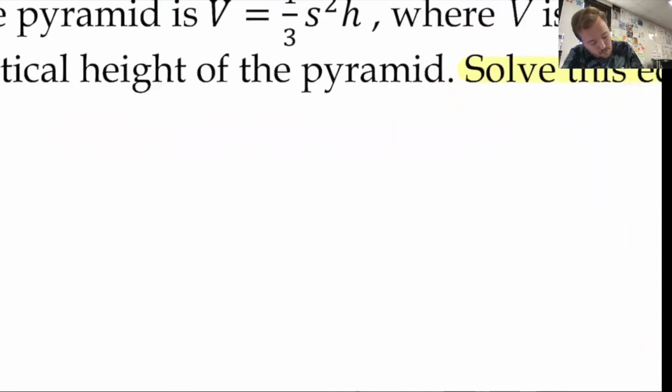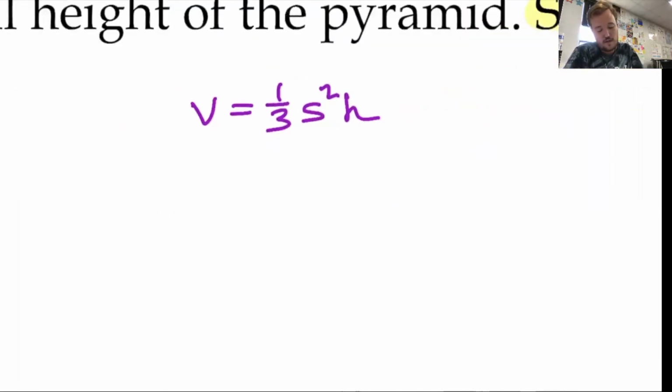So I'm going to rewrite the formula. V equals 1/3 S squared H. So we need to get h by itself. I need to get rid of the 1/3 and the s squared. What I'm going to start with is getting rid of this 1/3 first. Whenever I have 1/3, this is the same as doing 1 divided by 3. So if I'm doing 1 divided by 3, I'm going to do the opposite, and I'm going to multiply by 3.